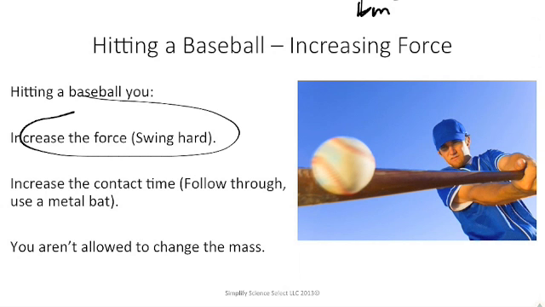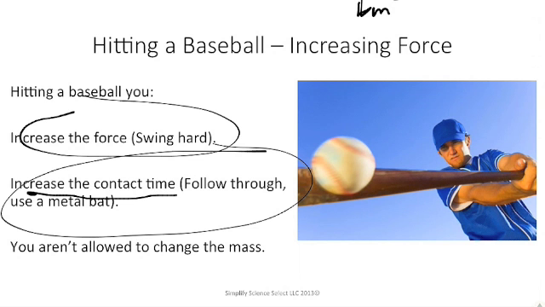But you can also increase the contact time. Remember, we wanted to decrease the contact time in our collision because we wanted to decrease the force. But if I want to increase the force, I increase the contact time, and that is following through. Now, specifically, it says use a metal bat because the metal bat is more rigid, and so it will impart more of a force in a shorter amount of time. But really, what you want to do is increase the contact time as much as you can.